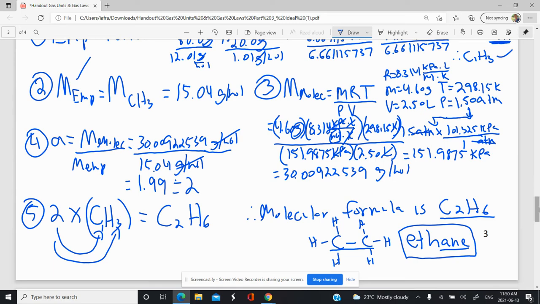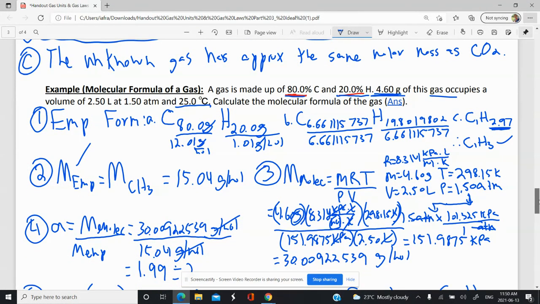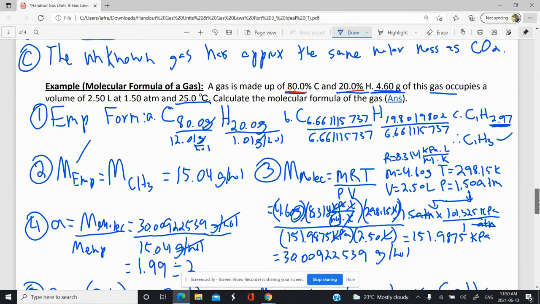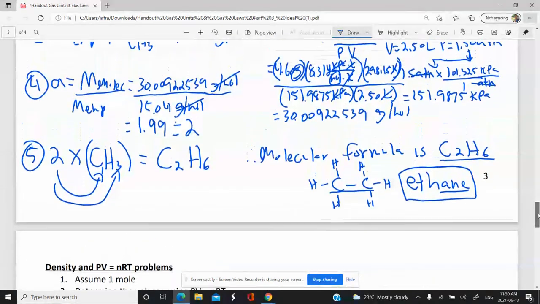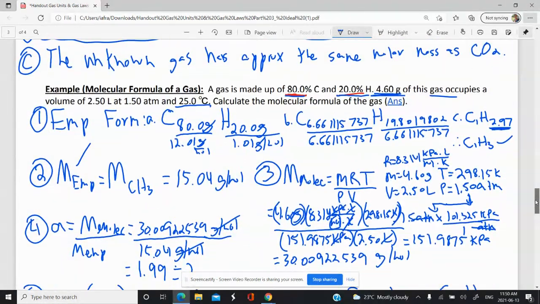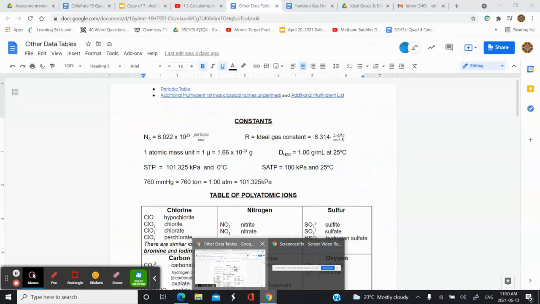This was a nice question because it really forces you to go over your mole calculations, your empirical formula, your molecular formula, and your molar masses using PV equals nRT. Everything's thrown in there, and it shows you that all those skills you learn are not isolated skills, but skills that you'll be using together going forward.